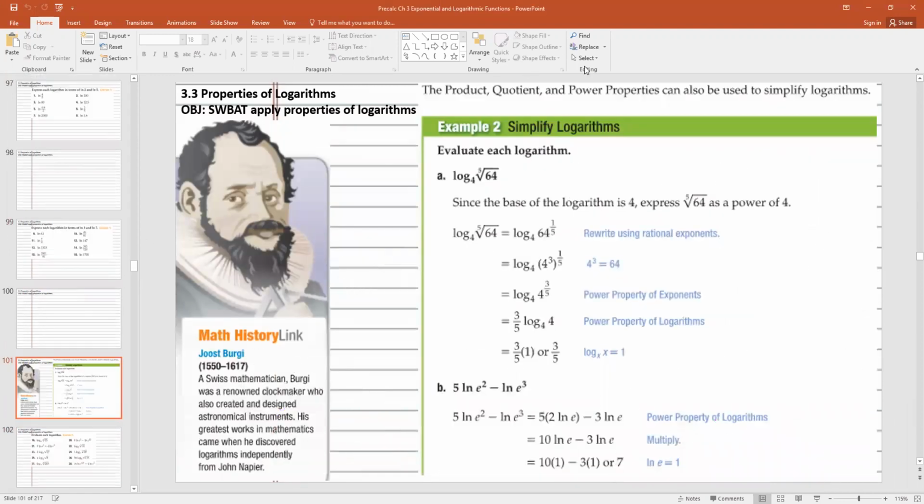All right, and there we have Jost Bürgi, a Swiss mathematician.